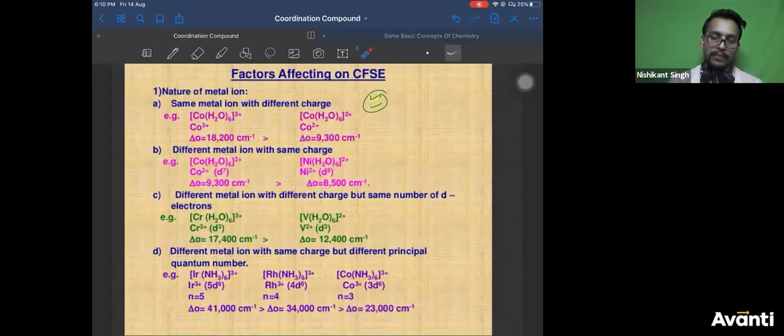Now, see what are the other factors which affect delta O. First one is most important: same metal with different charge. Please keep this thing in mind. It is very important.